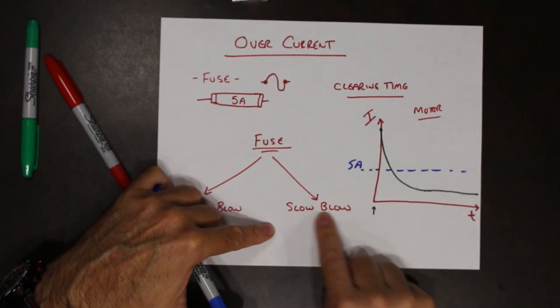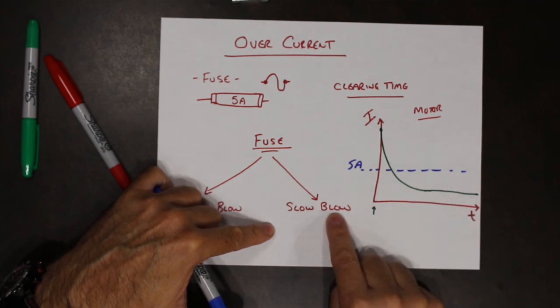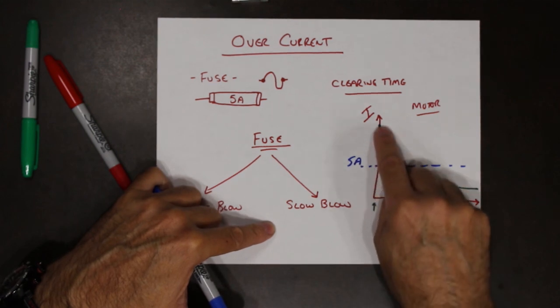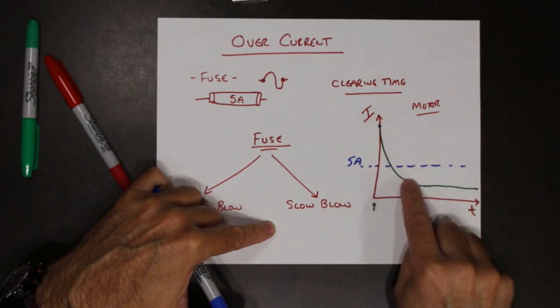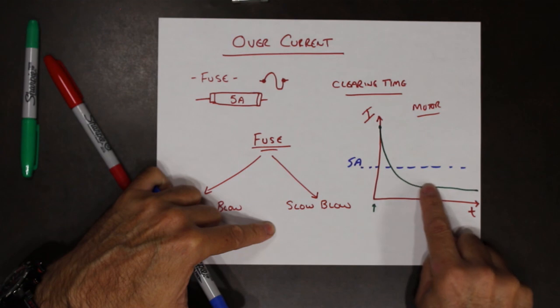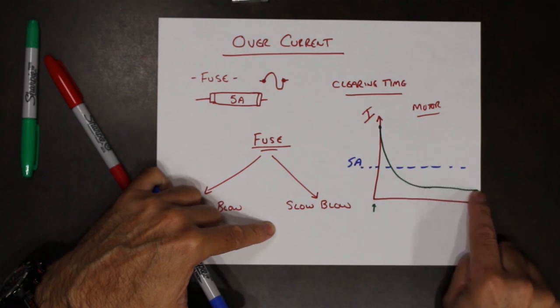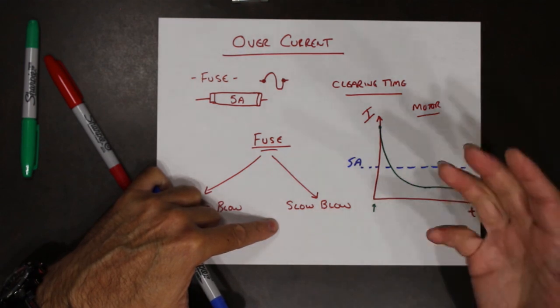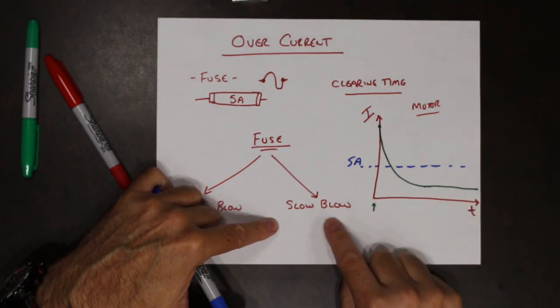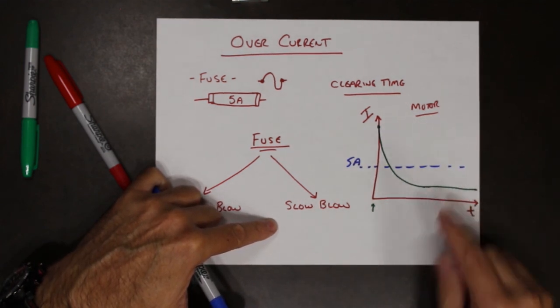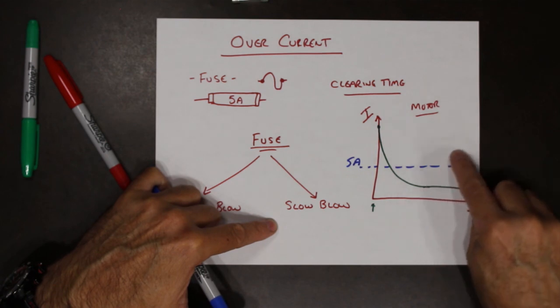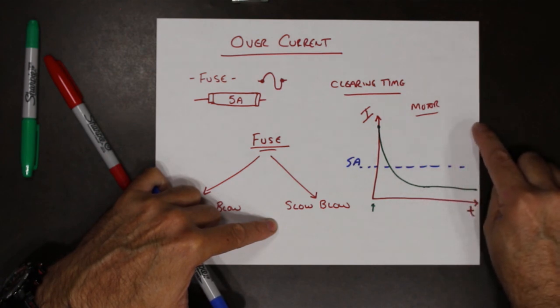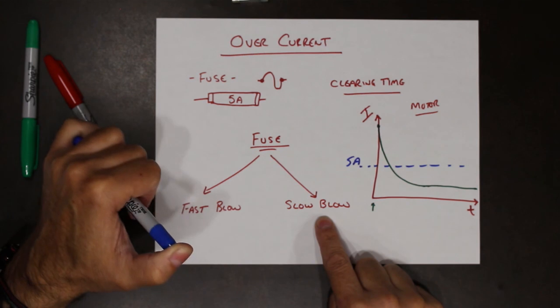So what we do is we put a slow blow fuse in there so that it allows for this quick little spike, and then when the current dies off in its normal operation, the fuse will maintain its current flow. If somewhere down the line there was a problem and the current spiked up over here for a period of time, then the fuse would blow.